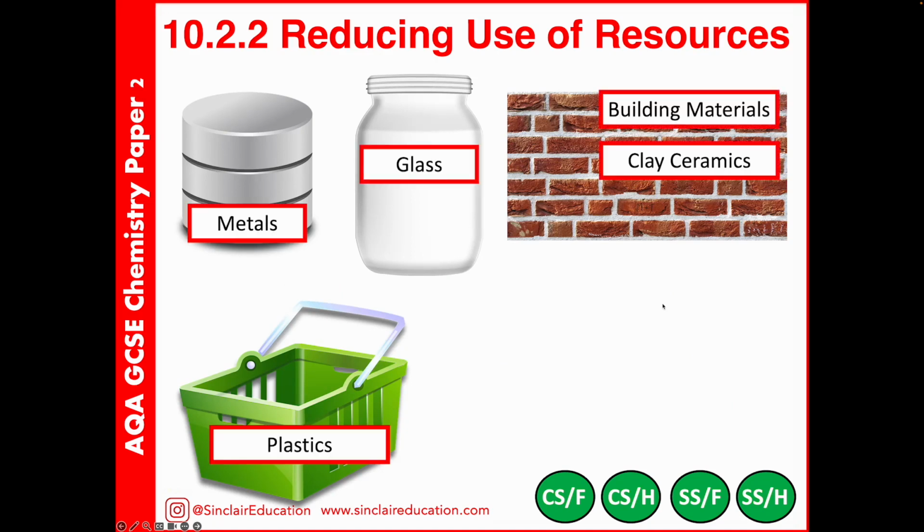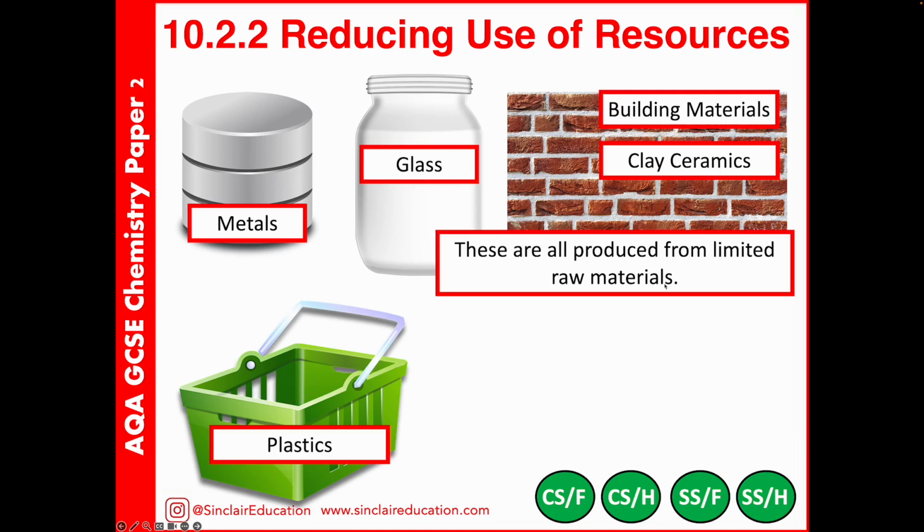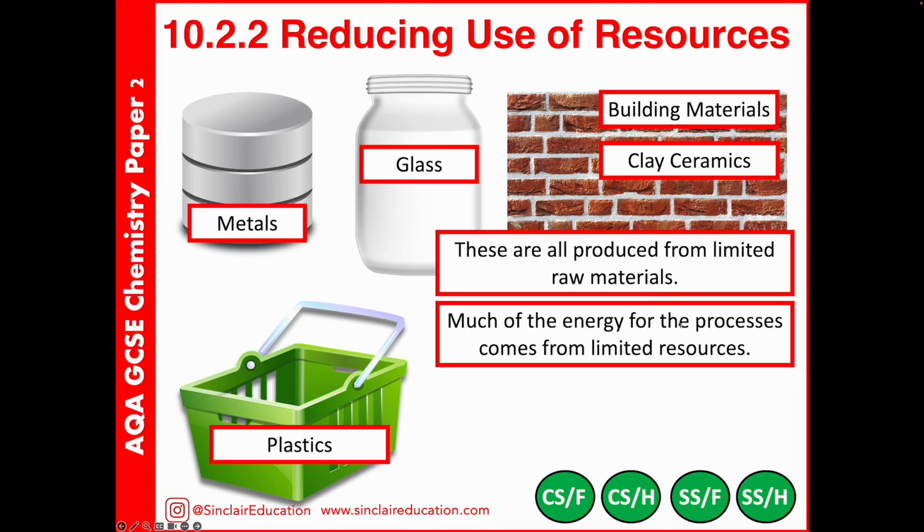We've got some different materials that it's important we reduce their use. These materials, so metals, glass, even our clay ceramics and plastics, are all made from limited raw materials. What we also know is that making each of these materials takes a huge amount of energy, and that's coming from limited resources, mainly crude oil.